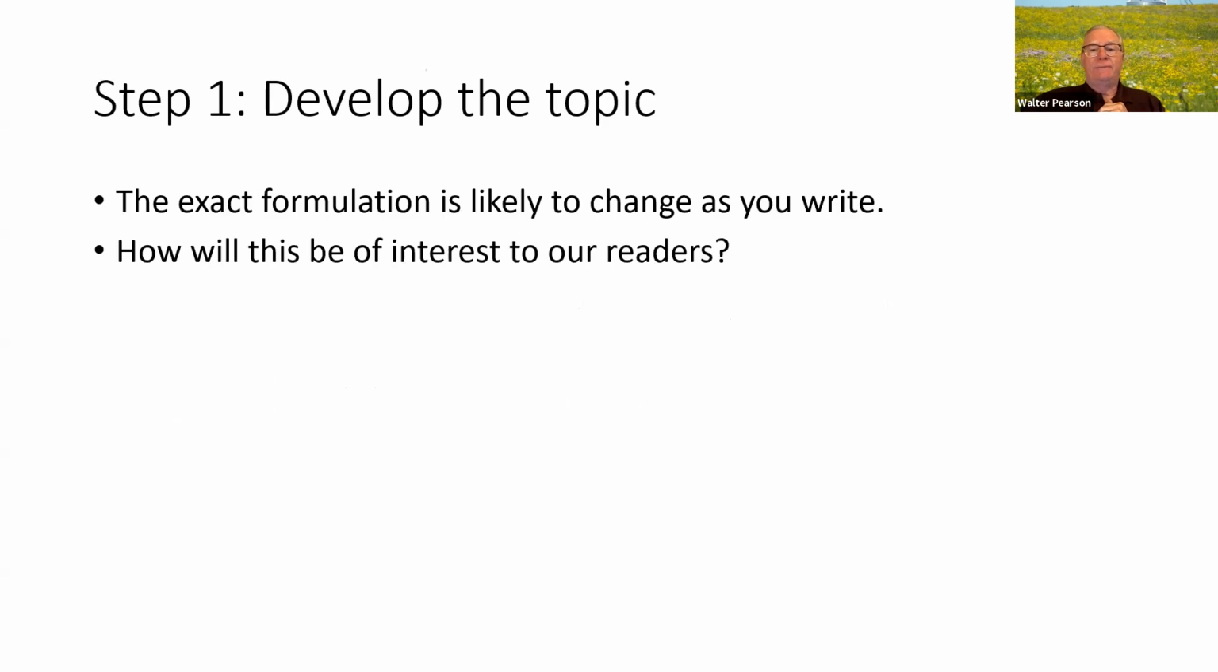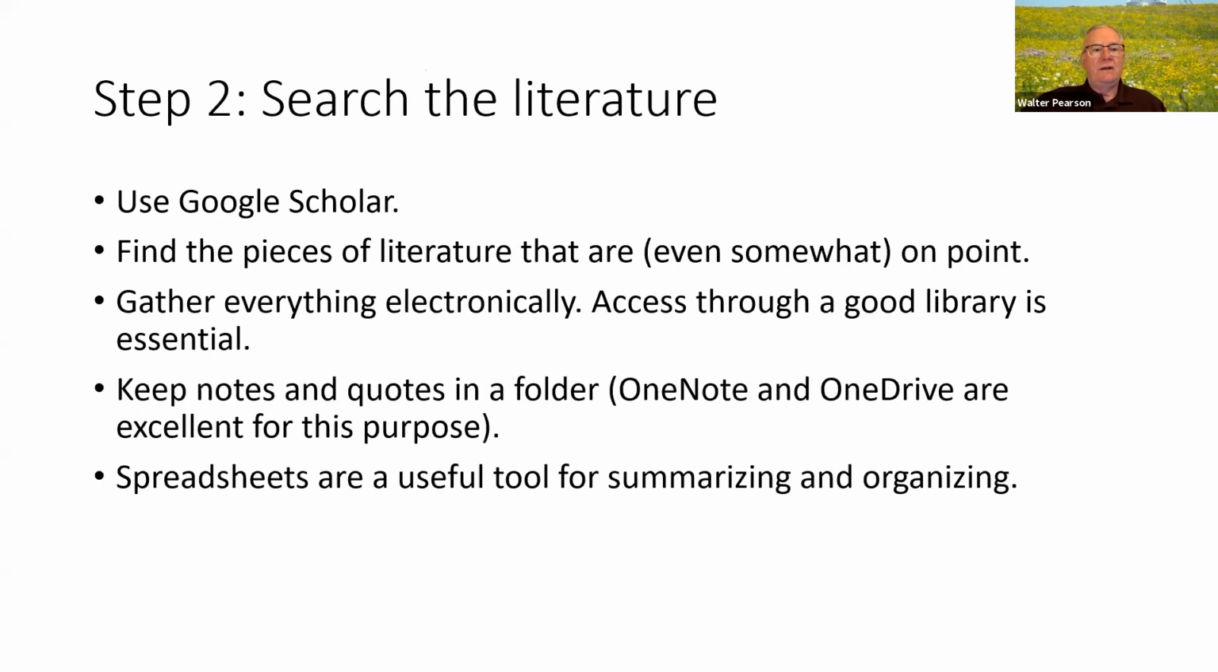So, five steps to writing. First thing to do is develop the topic. You're going to change this as you work it through. It's going to change a number of times. Ask yourself, is this going to be of interest to the readers of JCHE? I think you've all described topics that would definitely be of interest to our readers. And then do the research. Using Google Scholar is really a useful way to begin. Find all the pieces of literature that are even somewhat on point.